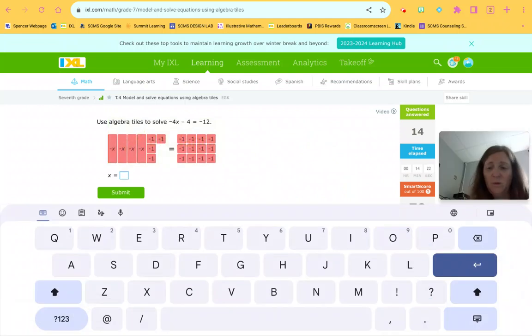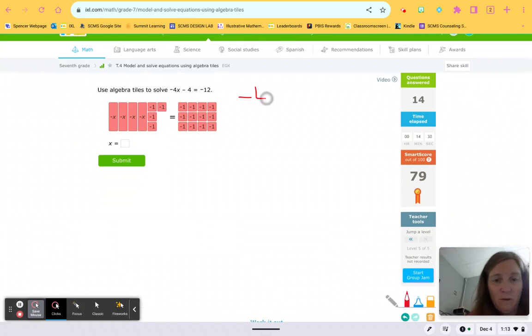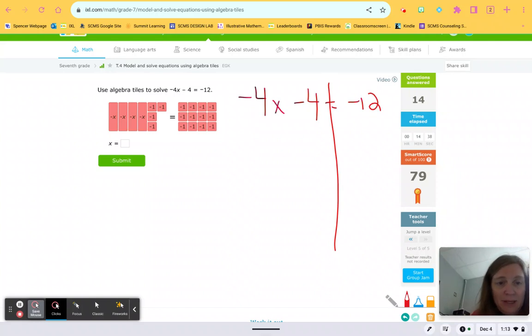All right. Oh, we need to do this one because it's a bunch of negatives. We need to see what that looks like. Okay. And then I promise we'll be done. Negative 4x minus 4 equals negative 12. Now, I'm going to take away the negative 4s on this side.